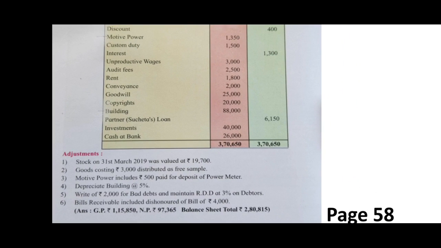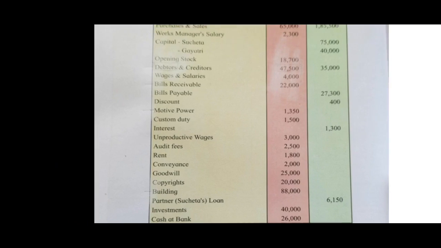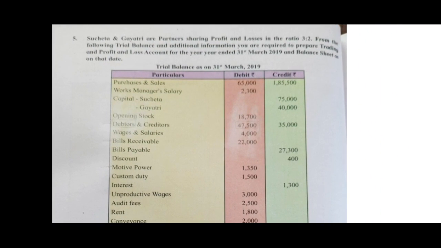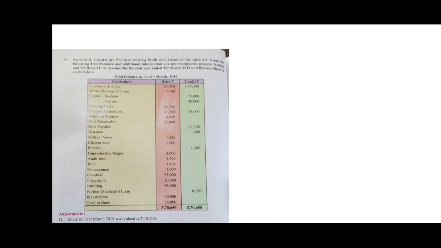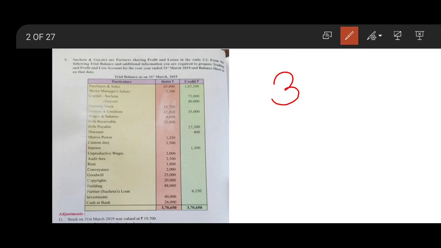Here is the question given on page number 58. First of all, what is given in the question? It is mentioned that you are required to prepare trading and profit and loss account for the year ended 31st March 2019. Also, Sucheta and Gayatri are the partners sharing profits and losses in the ratio 3:2. So it is clear that their profit sharing ratio is 3:2. We will keep in mind their profit sharing ratio is 3:2.